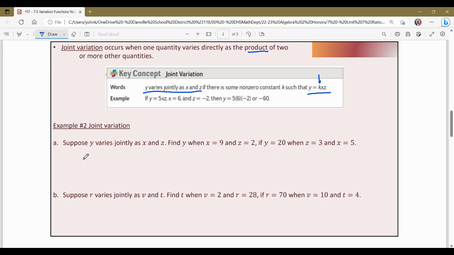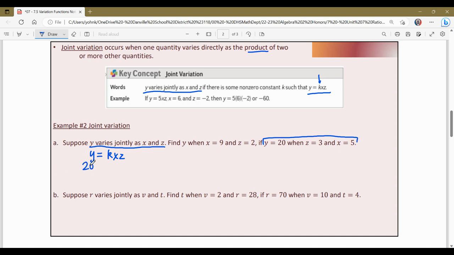So here's our first problem. Suppose y varies jointly as x and z. Find y when x equals 9 and z equals 2, if y equals 20 when z equals 3 and x equals 5. So we're going to use the first part to write our equation. Y varies jointly as x and z, so that's y equals kxz. Then we're going to look for the information where we know everything. So here we have y, z, and x. So I'm going to figure out what k is.